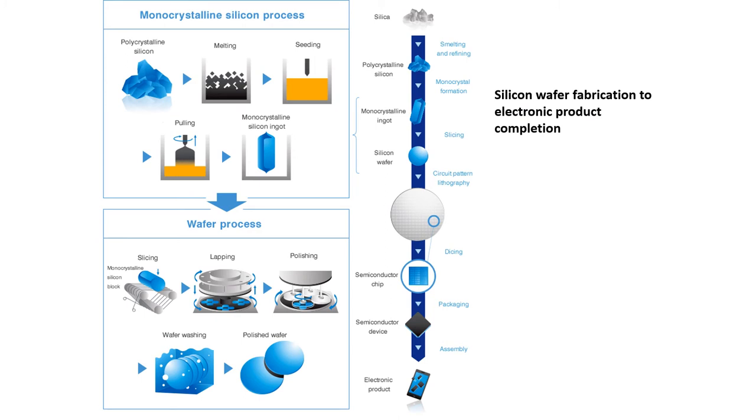In this slide, the entire process of making an electronic device has been explained. The story starts with smelting and refining of polycrystalline silicon to monocrystalline formation. The monocrystalline ingot is further refined via zone refining. This undergoes slicing into silicon wafers. The silicon wafer receives circuit pattern via lithography. Then individual chips are diced and semiconductor chips are integrated into the semiconductor device. Then the devices are assembled to make the final product.